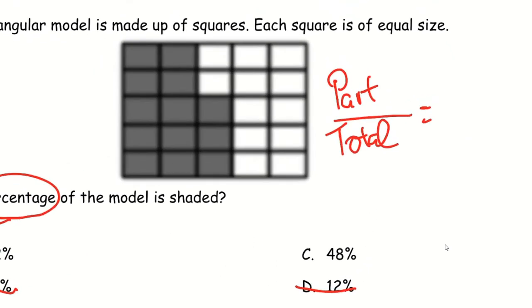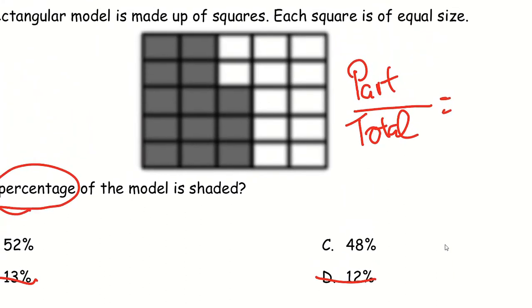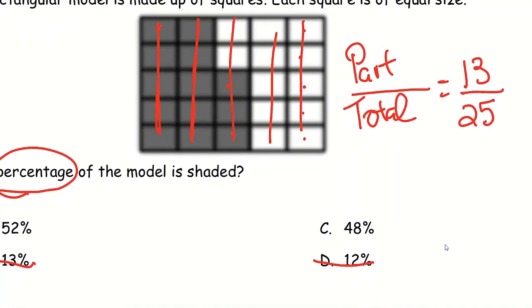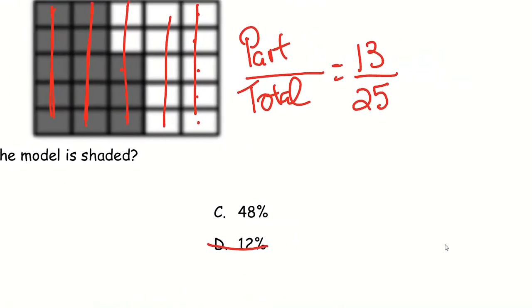All right, so slow down there, mister. Let's go. 1, 2, 3, 4, 5. So let's skip count by 5s. 5, 10, 15, 20, 25. How many total? We have 25. And then let's shade. 5, 10, 11, 12, 13. 13 out of 25. Okay, that's not a percent yet.